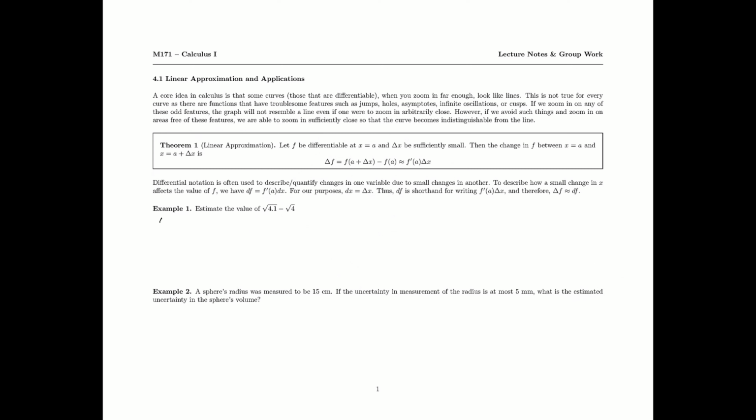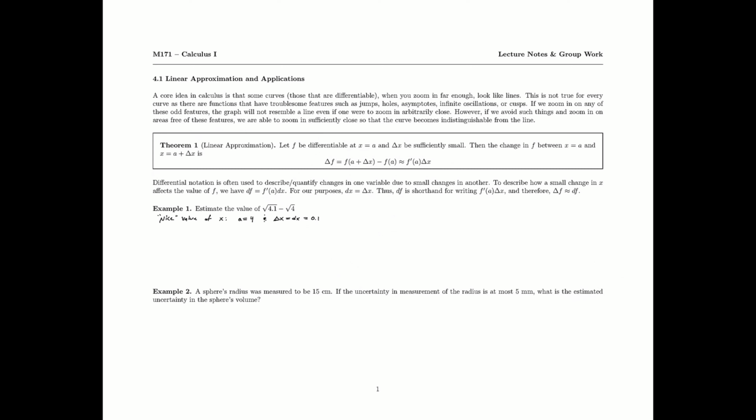So our nice value of x is what our a value is. So a is equal to 4. And I'm, of course, using this a in reference to the above theorem. So in this case here, if our a value, our nice value, is 4, then what is our delta x? Our delta x, or sometimes our dx, this would be the amount it increased. Well, this would be 1/10, because the difference between 4.1 and 4 is 1/10.